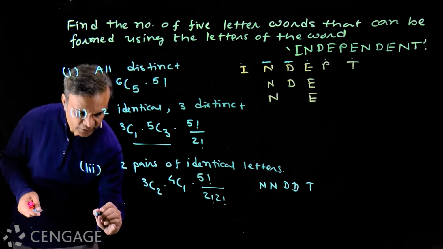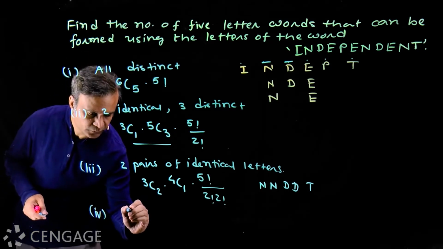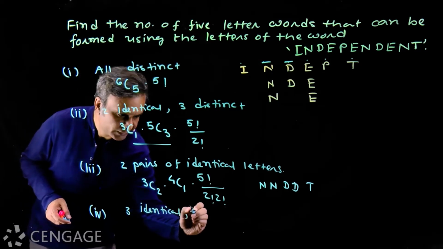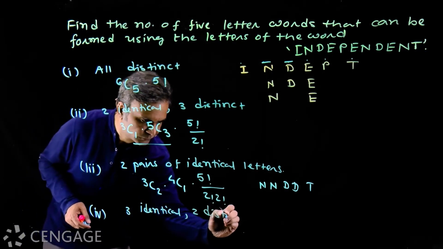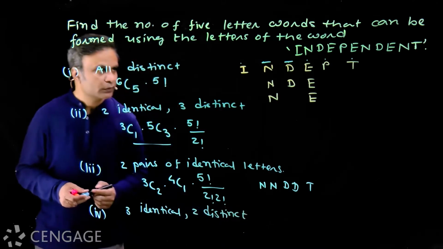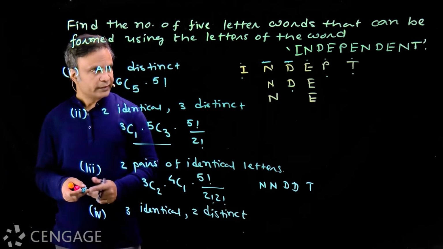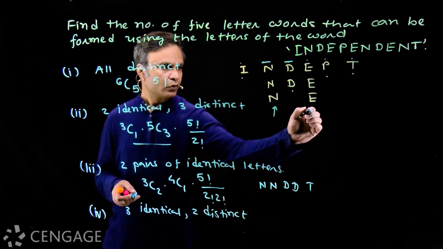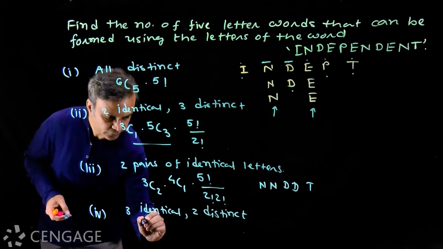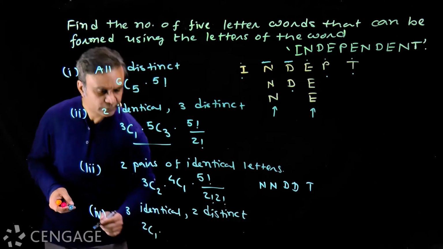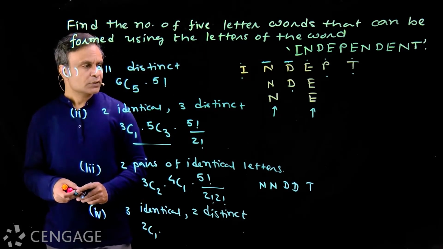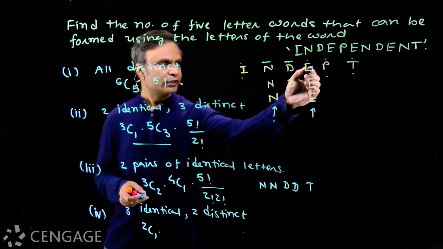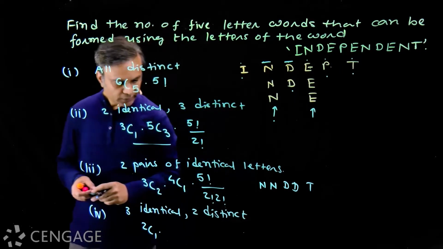Any more possibility? Yes, we have one more possibility, 3 identical and 2 distinct. This can also happen. Now for 3 identical letters we have 2 options. We may have either triple N or triple E. We can select one triplet of identical letters in 2C1 ways.